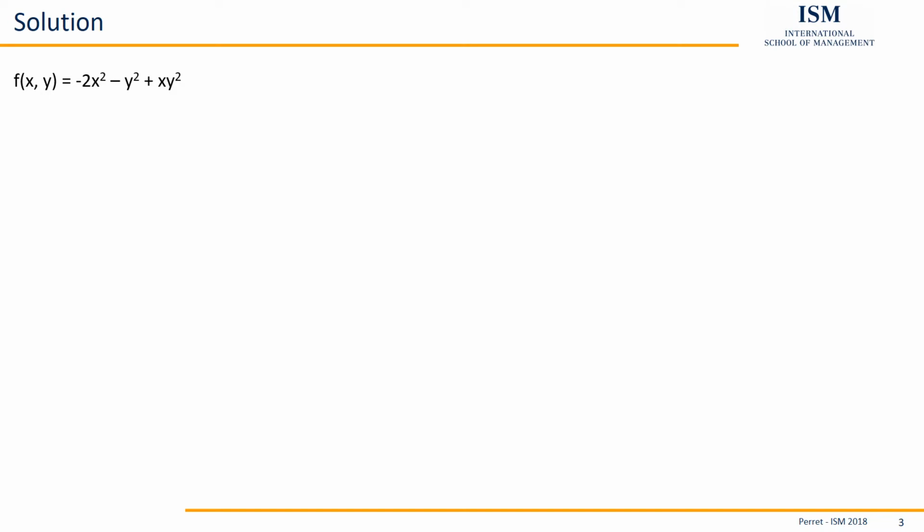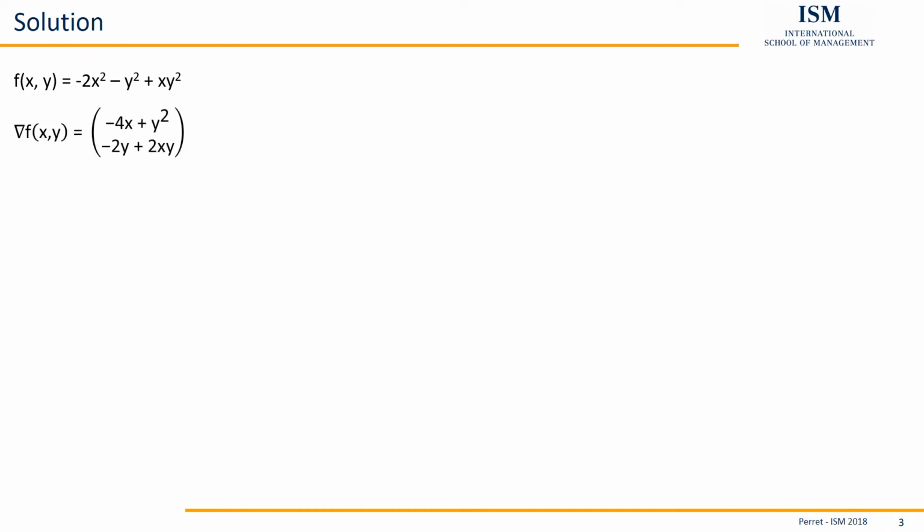So the first derivative with respect to x is, we take all the parts where there's an x. So the minus 2x squared plus xy squared. Derive them for x. So we get here minus 4x plus y squared. Then we do the same thing for the y parts. Here we have minus y squared plus x times y squared. Derived for y, we get minus 2y plus 2xy.